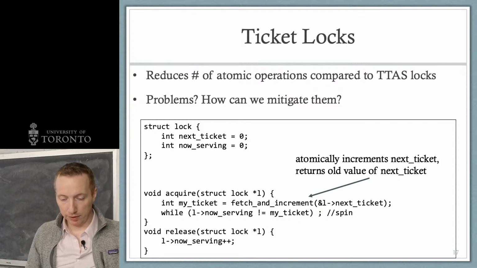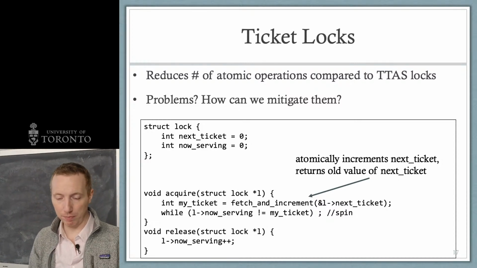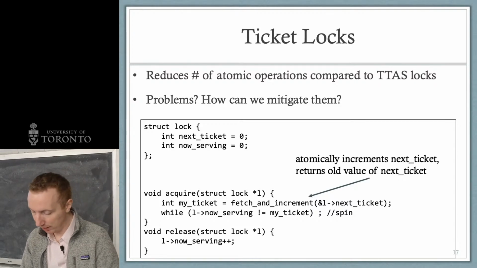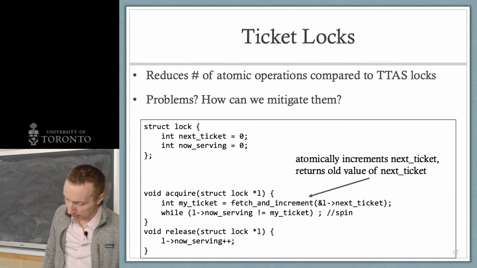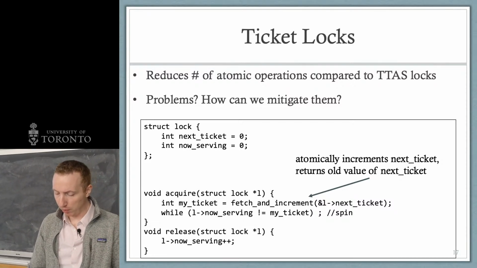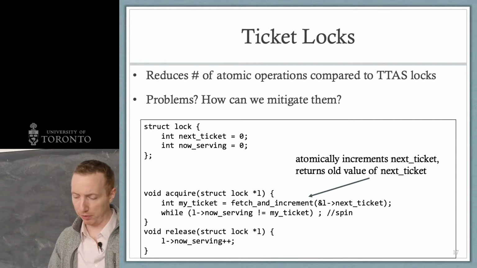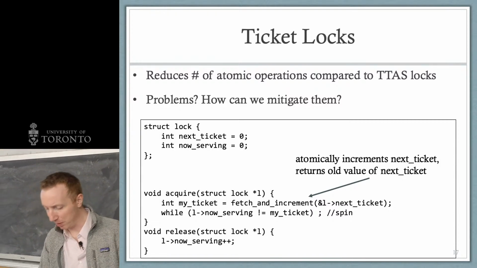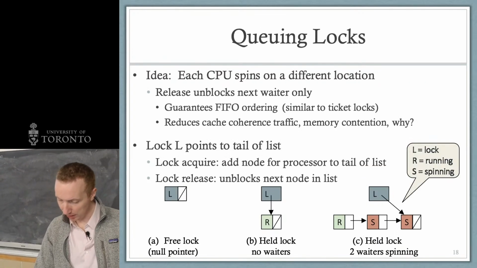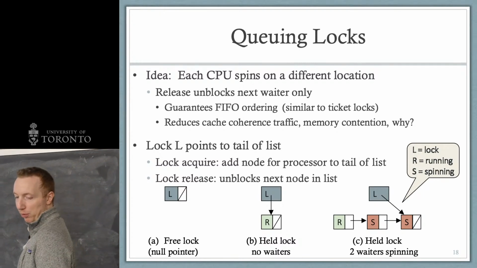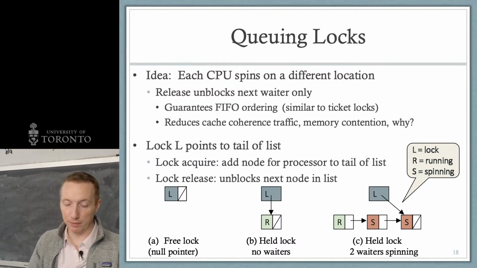So this reduces the number of atomic operations compared to the test and swap or test and set locks, but has some problems that we can mitigate. Again, this will return that old value, and there are some weird things. We're still spinning a bunch of the time, and there's still some contention on that same memory location. So what we might want is to get rid of this whole shared cache thing altogether and have something called a queuing lock, where each CPU essentially spins on a different location.